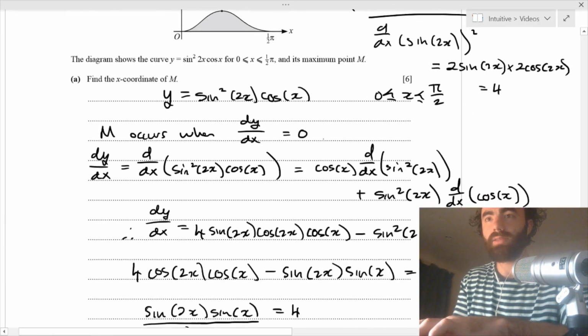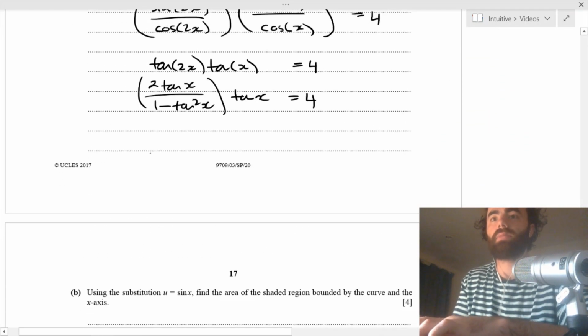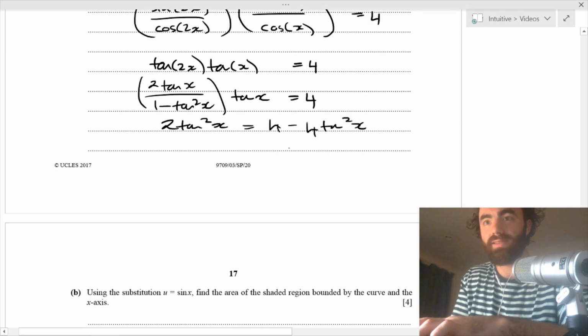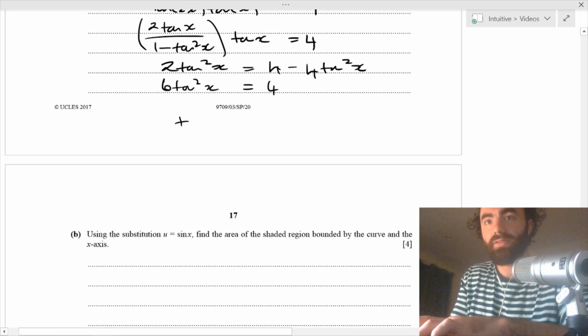Again, I'm running out of space because they don't give us enough space. 2 tan squared of x equals 2. I times through by that, I get 4 minus 4. If I'm going too fast, you take more steps, but time is of the essence. Then I take this over here, we get 6 tan squared x. I don't have enough space, hence why I'm not taking as many steps. So tan squared of x equals 4 divided by 6, which is the same as 2 over 3.